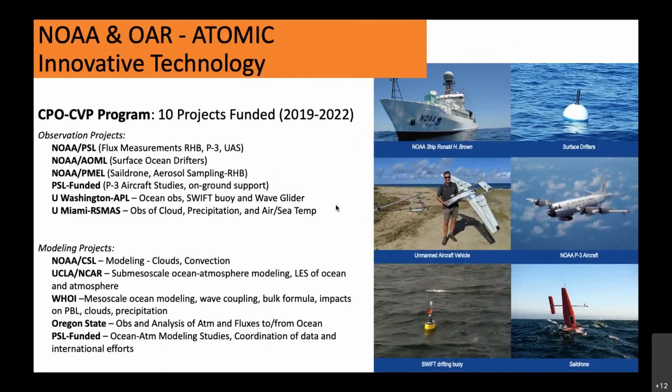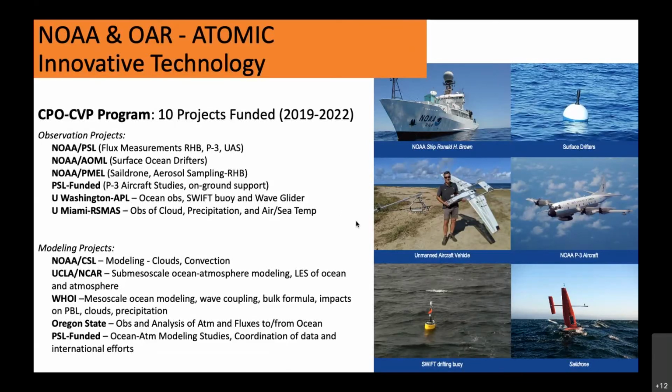So these are the 10 projects funded by the NOAA Climate Variability Program: flux measurements from the Ron Brown and the UAS efforts. There were surface drifters, sail drones, aerosol measurements, P3 aircraft studies, several sampling of the ocean, Swift buoys, wave gliders, and cloud observations and precipitation. The modeling projects included modeling of coupling of clouds and convection, mesoscale ocean-atmosphere modeling with an emphasis on LES, another mesoscale ocean modeling on slightly larger scales, observation and analysis of fluxes, and a PSL reference effort in ocean-atmosphere coupling.